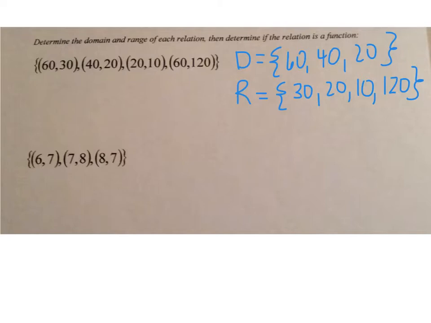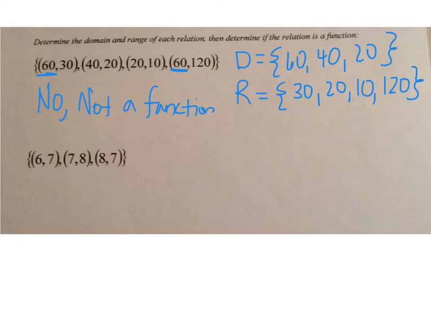Now, do I have any repeated values in the set of first coordinates in the domain? And I do, actually. I have 60 and 60, which is repeated. In a list of ordered pairs, if you have a function, there can be no repeated x value. 60 is repeated, so this is not a function. So I'm going to say no, not a function, because 60 and 60 is the same.